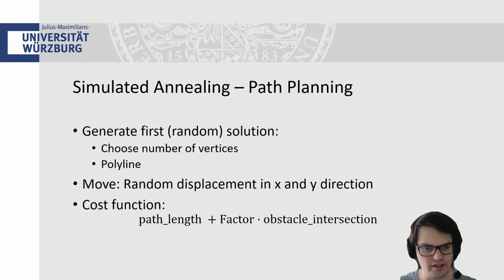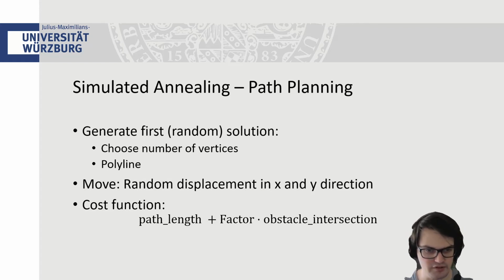Now we have to define what our neighboring solution is. For this we take one vertex and compute a random displacement in x and y direction and move this vertex slightly or even by a large amount.